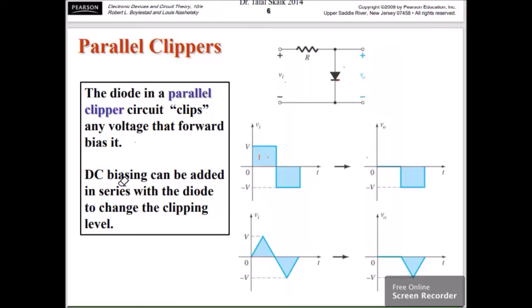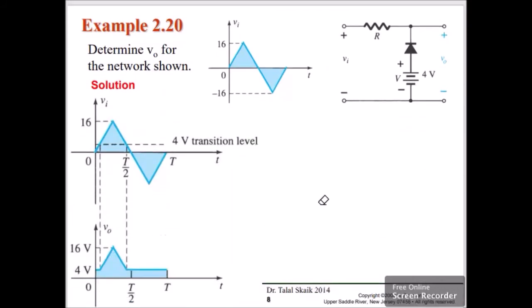Okay? Okay. So, sabi niya, pwede daw nating lagyan ng DC bias yung ating diode in series with the diode para ma-change yung level ng ating clipping. Katulad nito. Okay? So, in this example, meron tayong DC bias ng ating diode. Meron siyang voltage supply dito na if you notice, ganito yung nagiging itsura niya. Okay? So, itong input natin, positive, maximum niya is 16. Still, 16 pa din naman yung maximum mo.